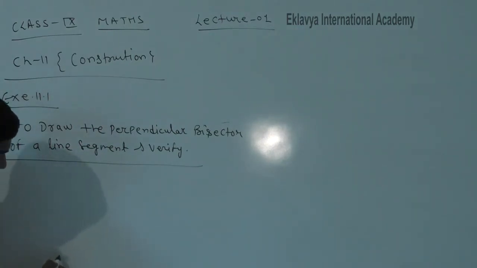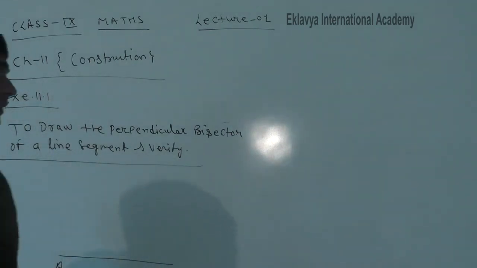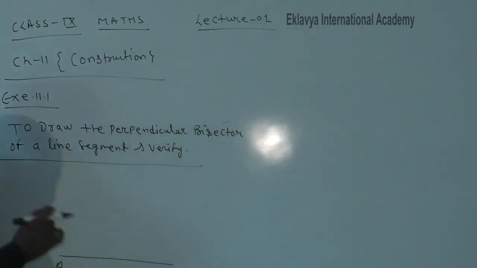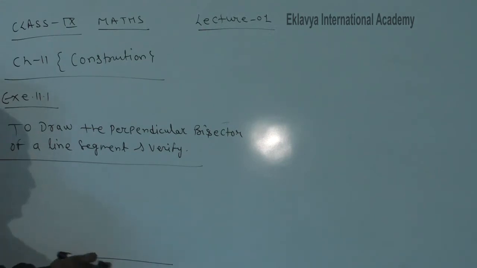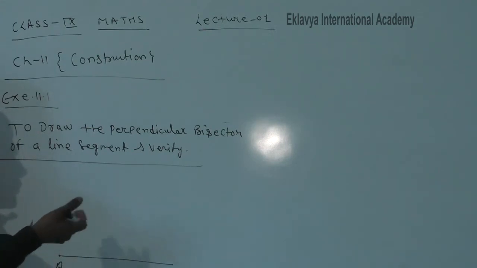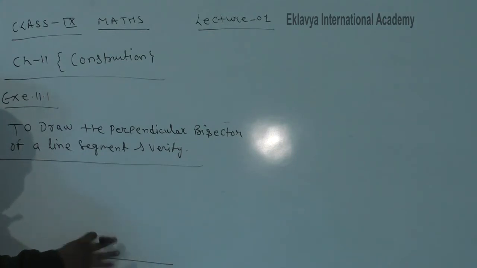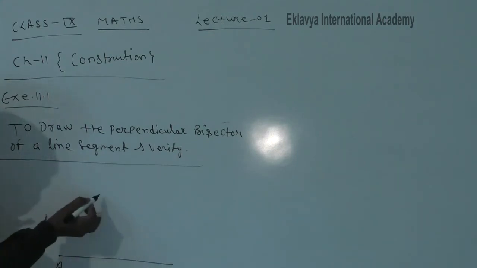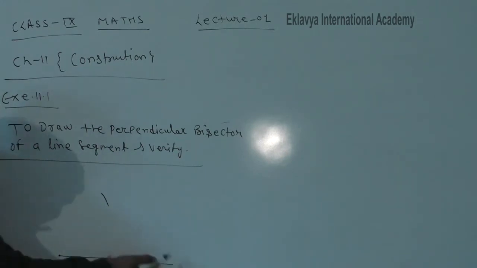For example, a line segment AB is given to you and the question is to draw the perpendicular bisector of that given line segment and verify your answer. So students, how will we verify? First of all, how will we draw the perpendicular bisector? First we will open the compass more than half of AB. Suppose this is more than half. Cut an arc up and down from point A, and cut an arc up and down from point B.